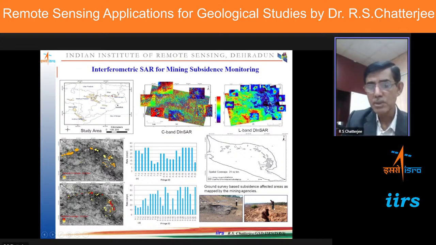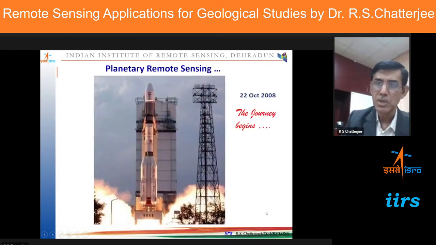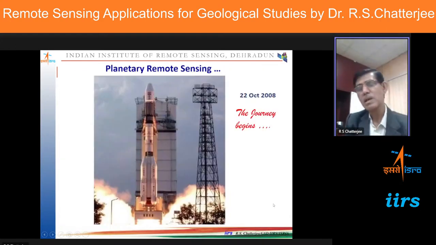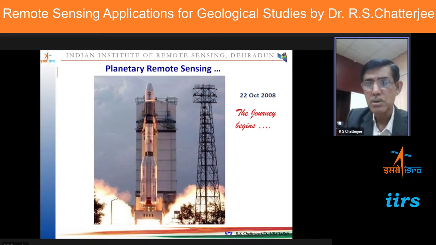And these are some of the ground photographs. See, this is the subsidence happening due to the coal fire underneath, and here due to the mining underneath. Now, we'll glance a little bit through the planetary missions, remote sensing of the planetary surface.